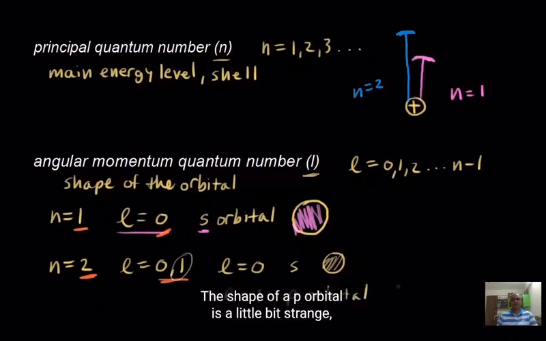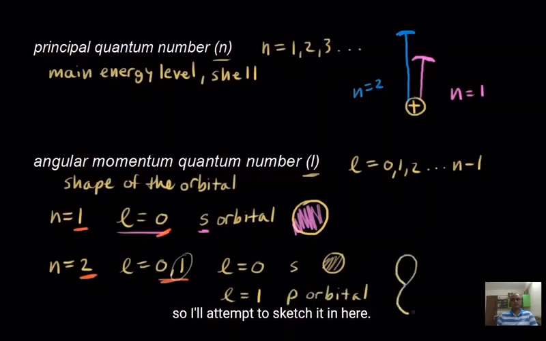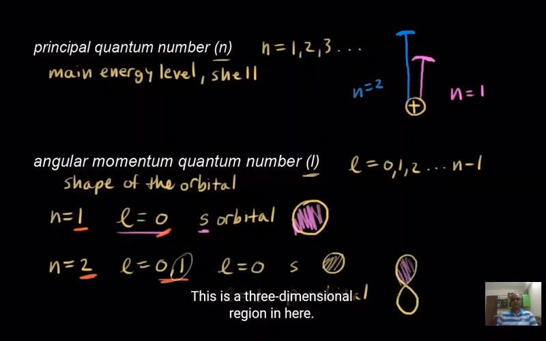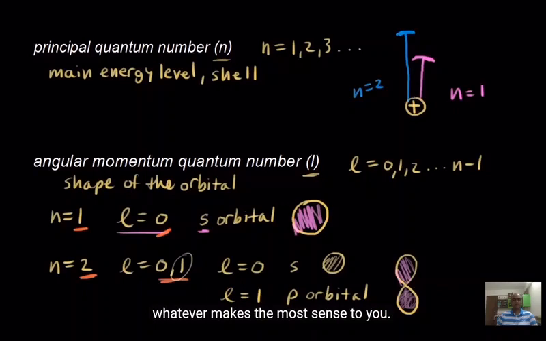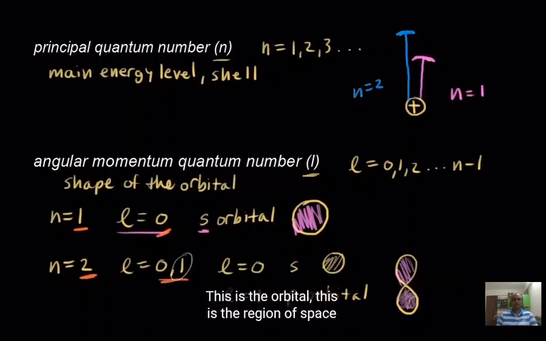And the shape of a p orbital is a little bit strange, so I'll attempt to sketch it in here. So you might hear several different terms for this. So imagine this is a volume, right? So this is a three-dimensional region in here. So you could call these dumbbell-shaped or bow tie, whatever makes the most sense to you. But this is the orbital. This is the region of space where the electron is most likely to be found if it's found in a p orbital here.